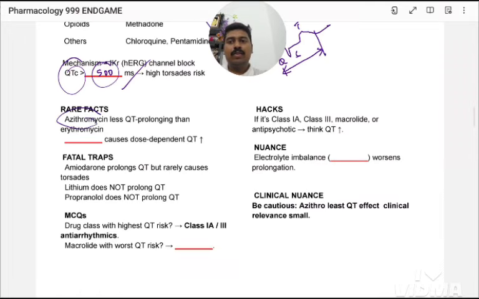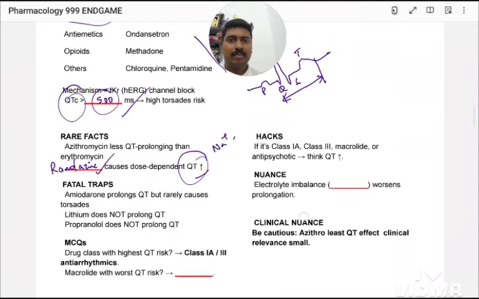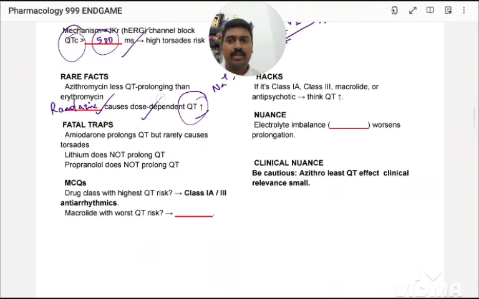So azithromycin causes less QT prolongation than erythromycin. One drug causes dose dependent QT prolongation, that is nothing but ranolazine. Ranolazine is not a potassium channel opener, it is a late sodium channel blocker. This ranolazine is used in case of angina, but you just need to remember that it also causes QT prolongation in a dose dependent manner. The macrolide with the worst QT risk is erythromycin.